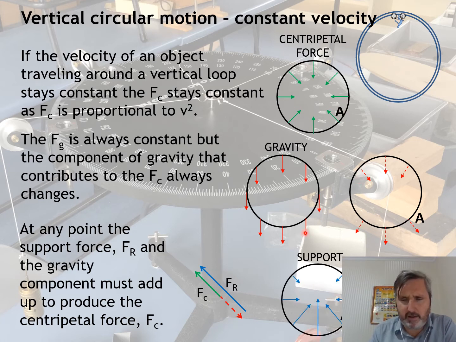If we look at point A on each of these diagrams, you can see I've drawn the component of gravity that contributes towards the centripetal force. It actually goes against the centripetal force. So the reaction force or the support force of the track needs to add to the gravity force, which is in the opposite direction, to produce the centripetal force. So we're adding the gravity and the support force to equal the centripetal force. Because the gravity force is acting in the opposite direction to the centripetal force, our reaction force has to be a lot bigger.